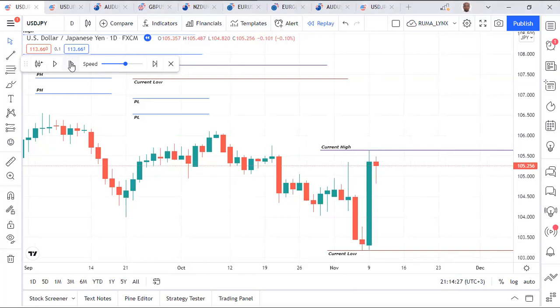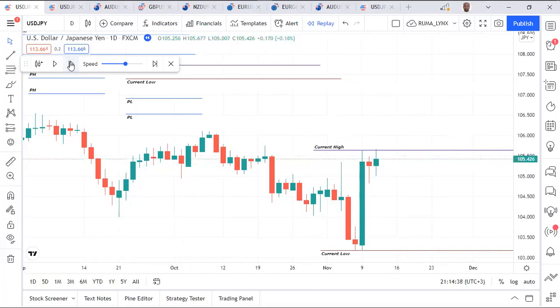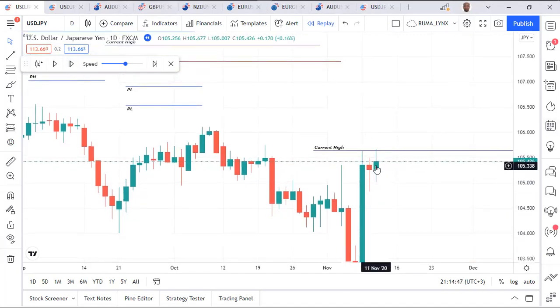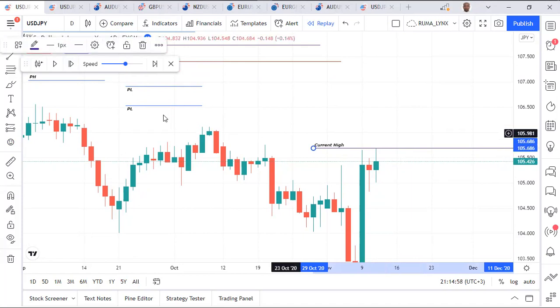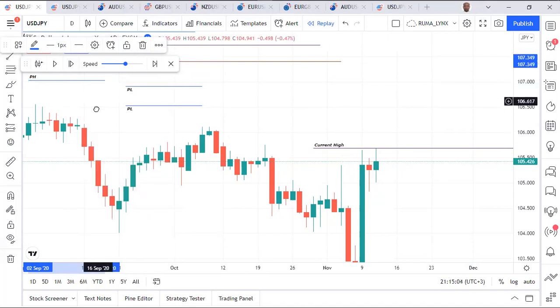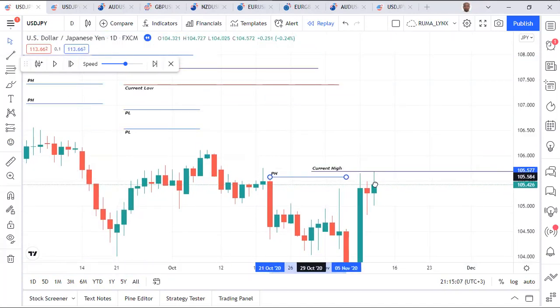So as you can see, the market was coming down, but it changed direction. Now it's going up. This is the current high. This is the current low. So let's see what happens. Now the market has changed direction slightly. If I can zoom in, you can see that this candle formed a wick, meaning it has come and broken this previous high. So what I do here is I just move this current high, and I also mark where my previous high was.